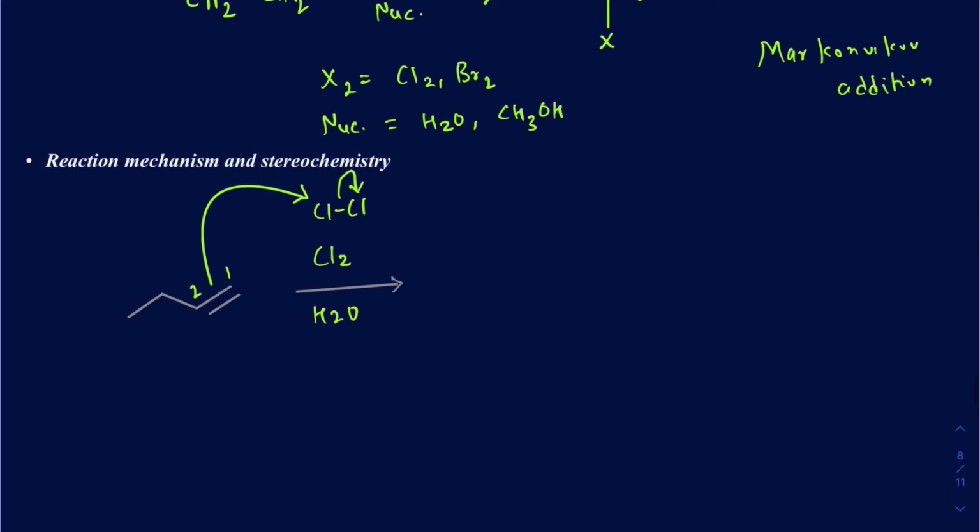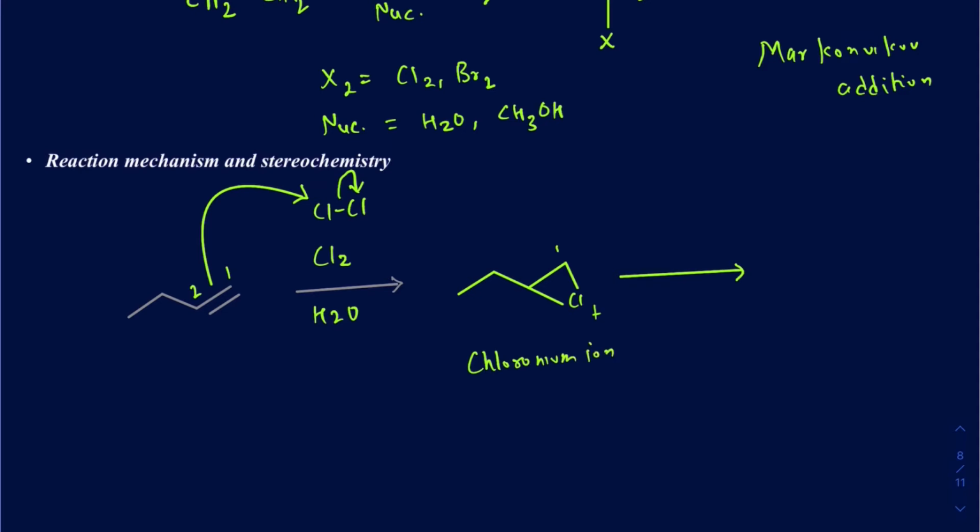But it doesn't necessarily go right away. Rather, it makes something similar to what you have seen in the halogenation reaction, where it makes a halonium ion. So you have the chlorine right here. That's going to be your intermediate in this particular case, so that would be your chloronium ion.